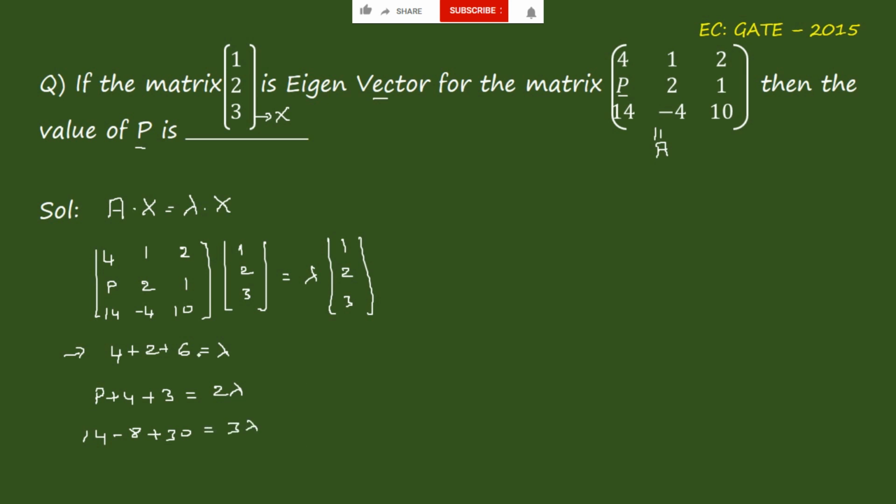First we find the lambda value, and from that we find the p value. If we substitute here, then we get lambda is equal to 12. Substituting it, we get p plus 7 is equal to 2 into 12. So we get p is equal to 24 minus 7, which is equal to 17. So the p value is 17. Answer is 17. Next question.